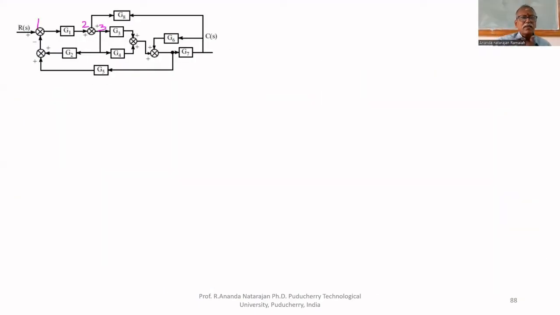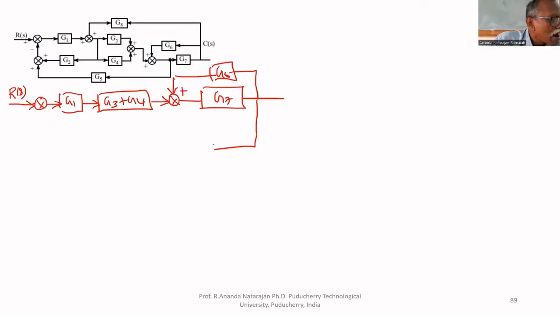Block diagram reduction technique, let us once again see. Here, G3 and G4 are in parallel, that's why we can add them together: G3 plus G4. Another thing is, we cannot simplify this part because there is a takeoff point that should be moved from here to here. When we move this, G5 has to be divided by G7, the feedback is positive. G6. So G5 upon G7.